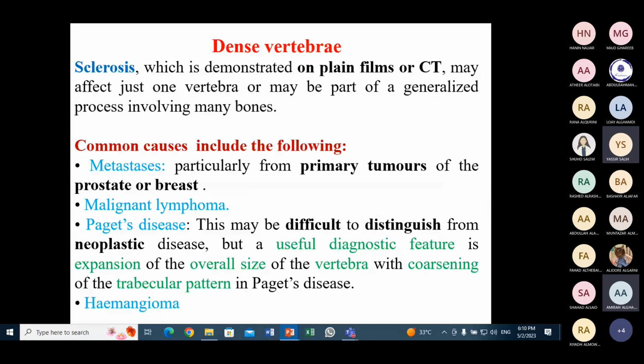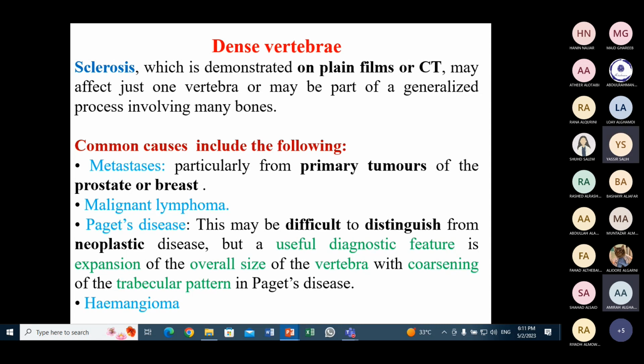طيب اتكلمنا عن السمول فيرتبرا، الان نتكلم عن الدنس فيرتبرا. ممكن احيانا الفيرتبرا تكون there is increase of density تسمى sclerosis which is demonstrated on plain film or CT. لما نقول sclerosis طبعا معناته لما عملنا plain film or CT، the vertebra appear very dense, very sclerotic. But what is the differential diagnosis of the dense vertebral body?